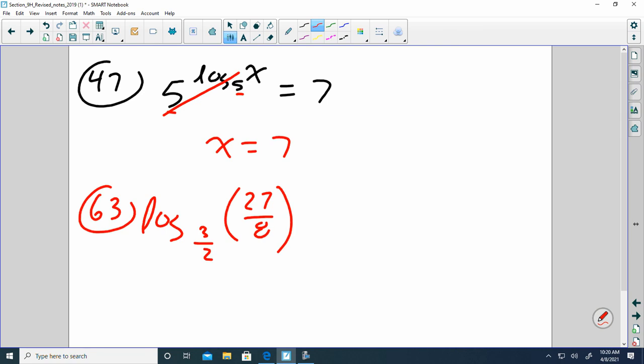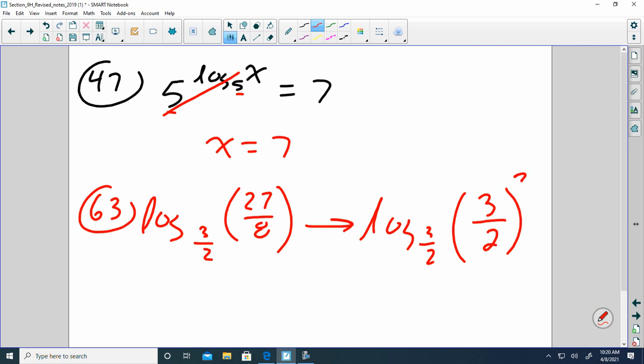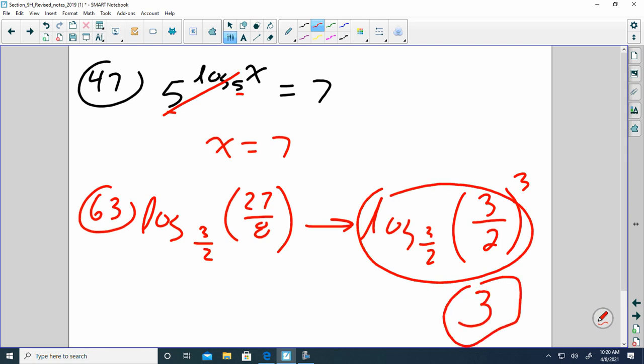Okay. So on that one, I have a base of 3 halves. So I kind of have to think, can I make my 27 over 8 be 3 halves raised to an exponent? And I think I could say 27 is 3 to the third, 8 is 2 to the third. So I have that. Now these are the same, so they cancel out, so your exponent just comes down, and 3 is your answer.